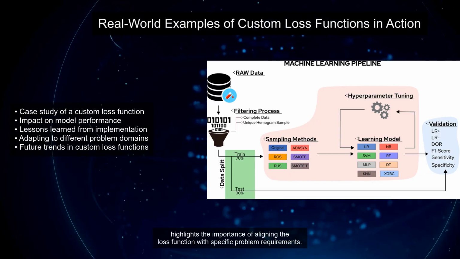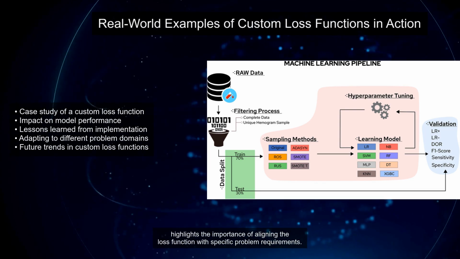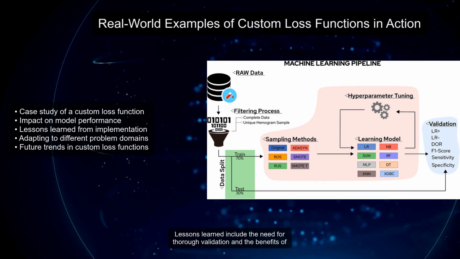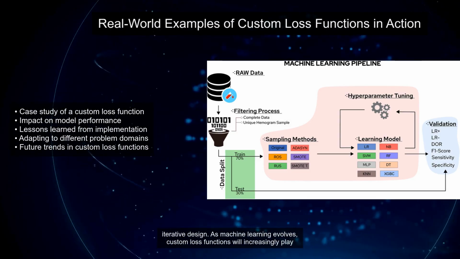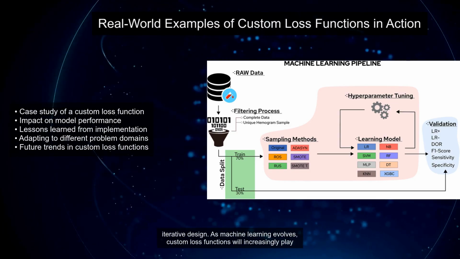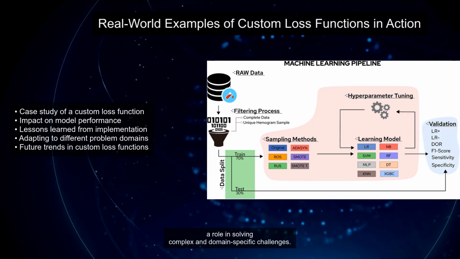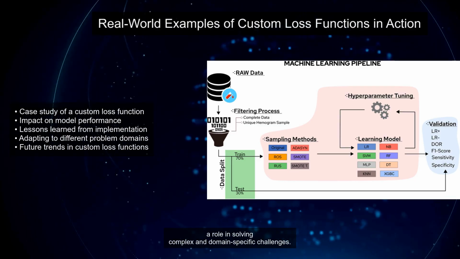This case study highlights the importance of aligning the loss function with specific problem requirements. Lessons learned include the need for thorough validation and the benefits of iterative design. As machine learning evolves, custom loss functions will increasingly play a role in solving complex and domain-specific challenges.